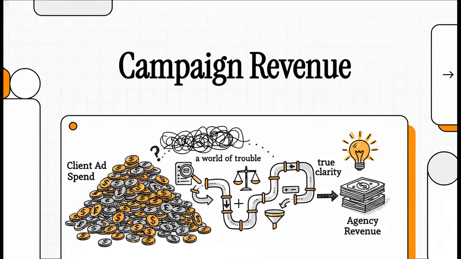All right, let's dive into what might be the single biggest accounting headache for pretty much any marketing agency out there. We're talking about untangling client ad spend from the money your agency actually earns. If you get this wrong, it can cause some really serious financial problems. But if you get it right, well, that's when you unlock true clarity on how healthy your agency really is.